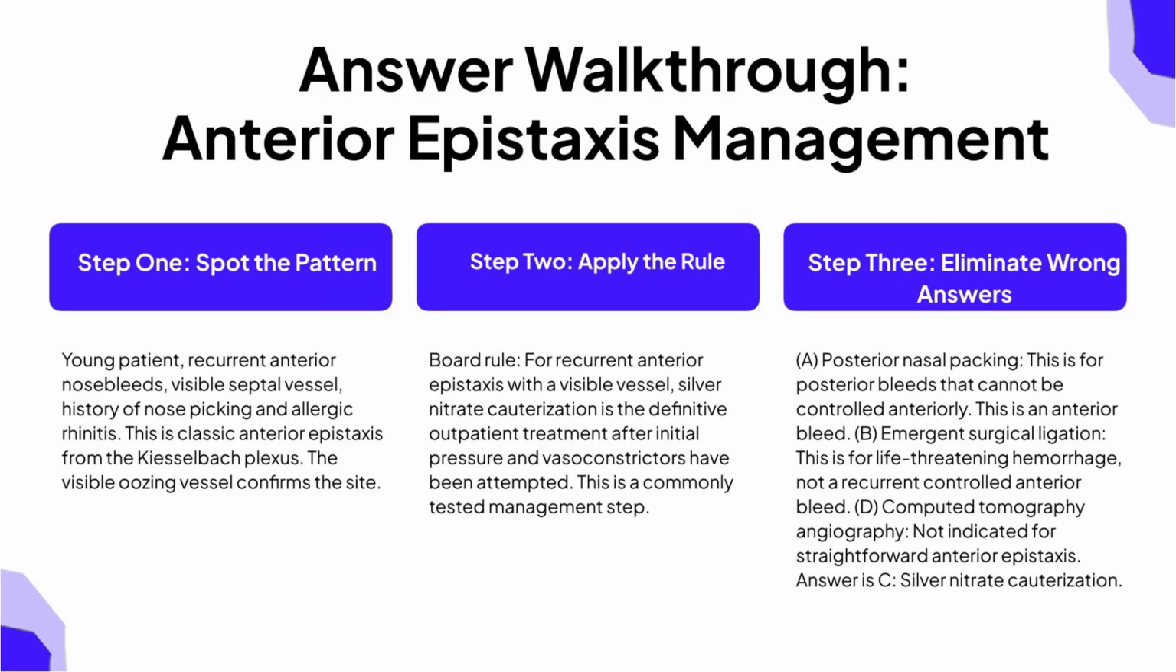Let us break this down step by step. Step 1. Spot the pattern. Young patient, recurrent anterior nosebleeds, visible septal vessel, history of nose picking and allergic rhinitis. This is classic anterior epistaxis from the Kiesselbach plexus. The visible oozing vessel confirms the bleeding site. Step 2. Apply the rule.